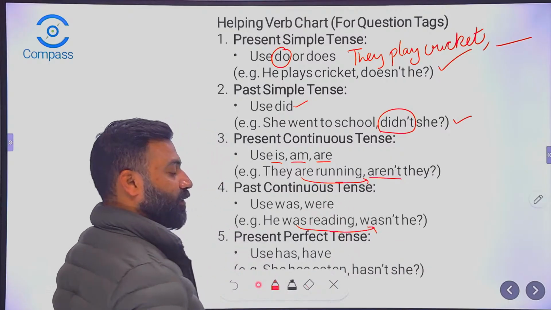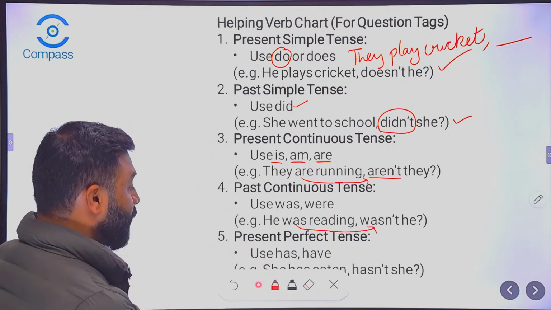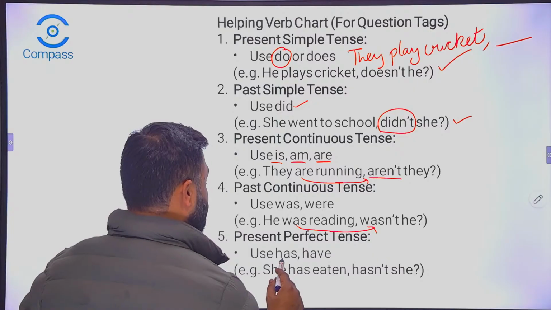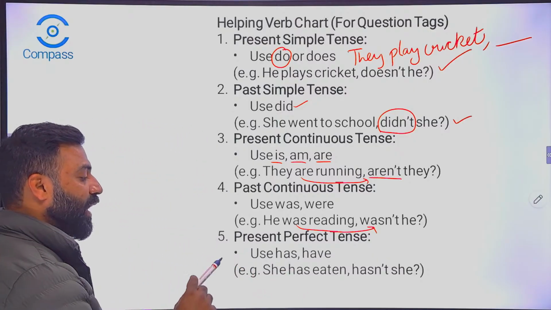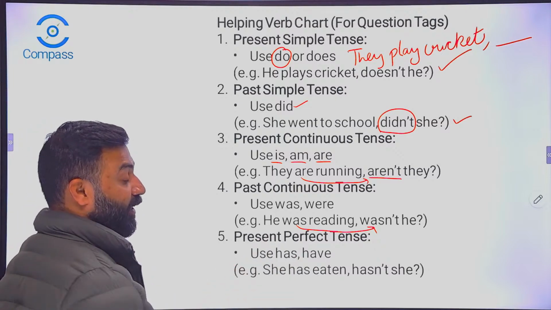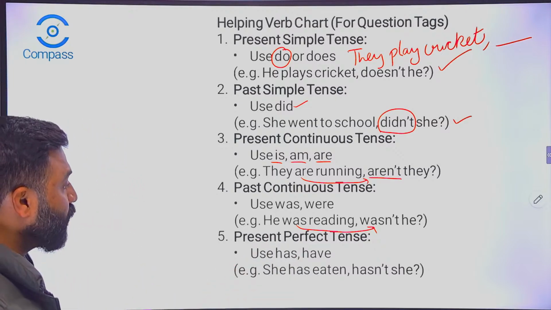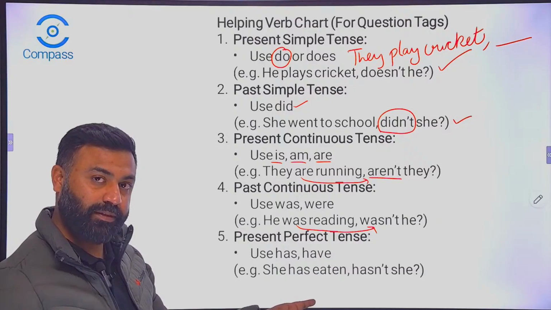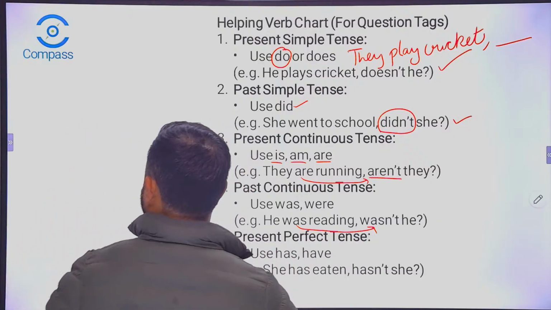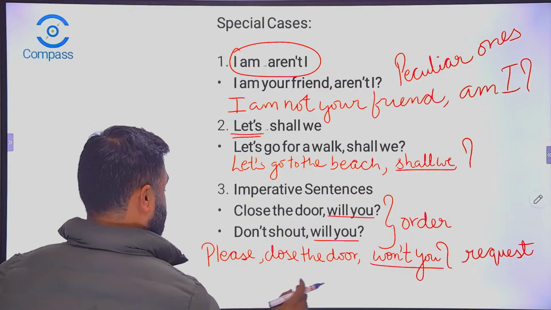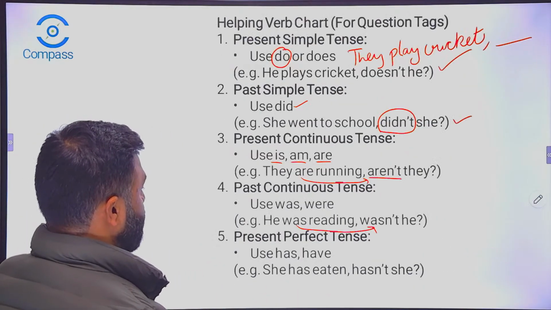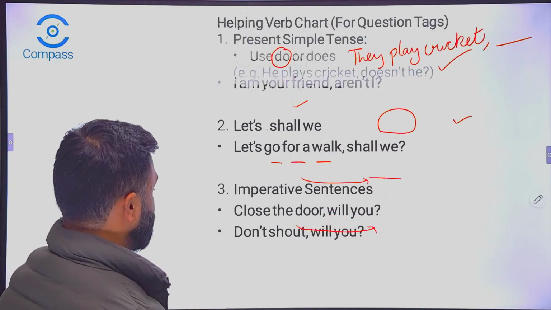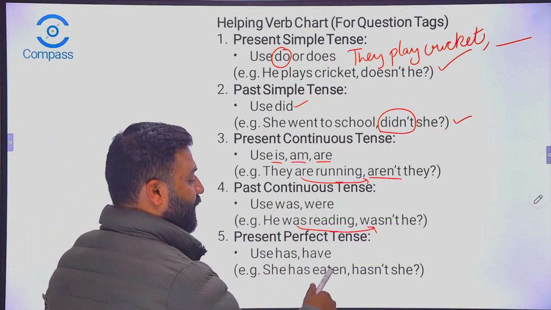Again, we find this. For present perfect, I want you to pay attention to this present perfect. Now, use has, have when it is present perfect tense. Now I want you to pay close attention to it. Use has and have. Now, she has eaten. What do we have here? You see? So she has eaten, hasn't she?